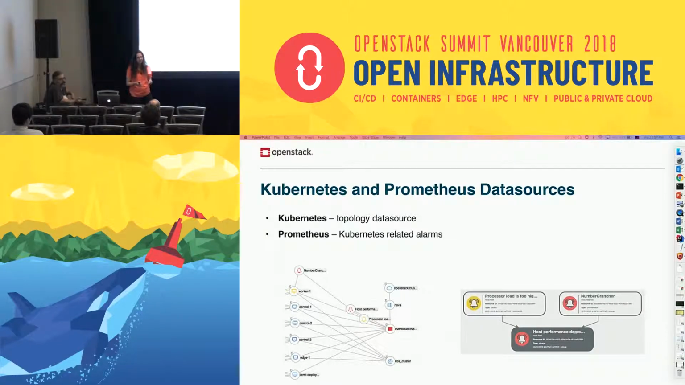Prometheus is the most common monitoring system for Kubernetes, and we added it also as a data source, so we receive alarms from Prometheus, and we can correlate them, for example, with alarms coming from Zabbix or other alarms. And the advantage of Vitrage here is that we know about the relations between the Kubernetes cluster and the infrastructure of OpenStack, because we hold the entire topology. And we can use this information to provide more insights about the system.